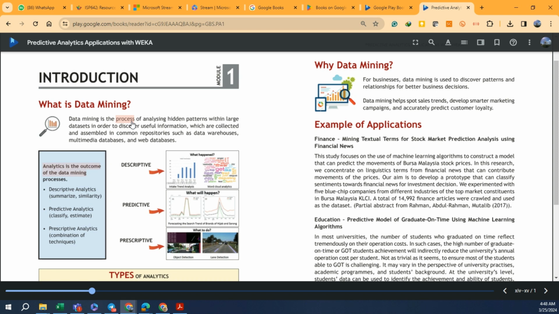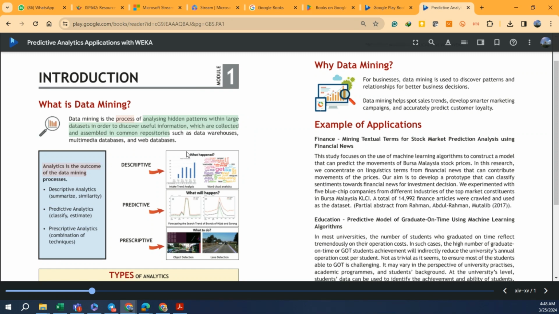So data mining, what is the input? The raw data. What is the process? The process of learning by machine learning algorithm. And what is the output? The information, the insight of the data, what is happening, what was happening, what will happen, why it happened. So the process is analyzing hidden patterns within large data sets in order to discover useful information which are collected and assembled in common repositories such as data warehouses.